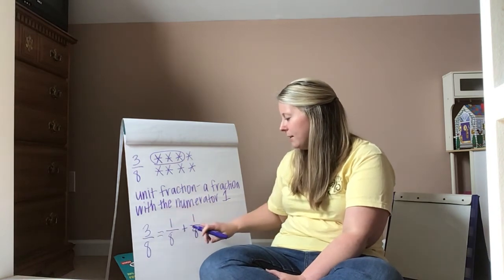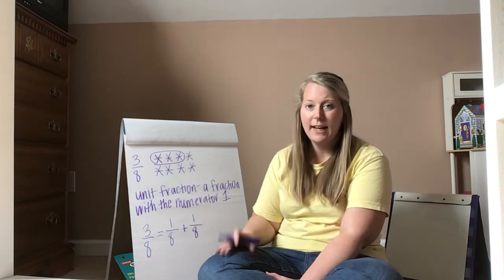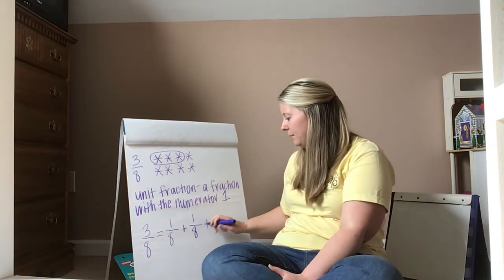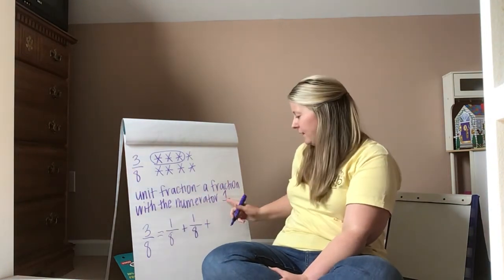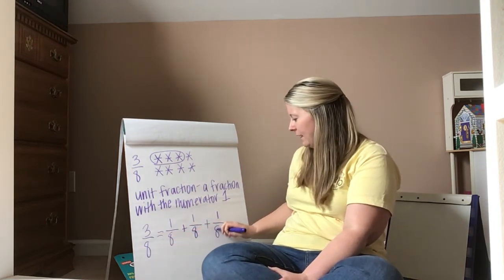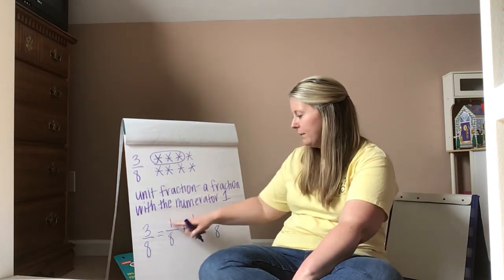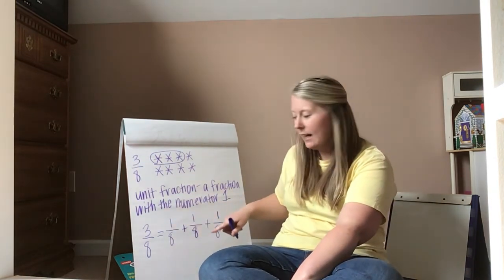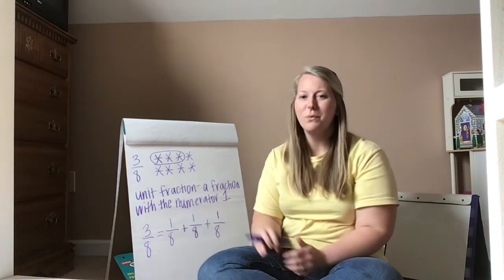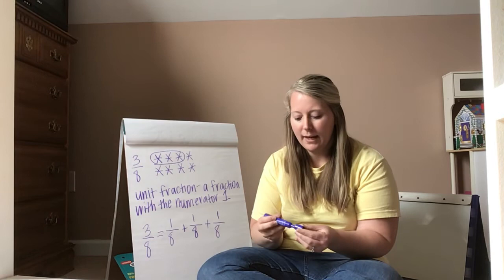Now 1/8 plus 1/8 makes 2/8. 2/8 is not equal to 3/8, so I have to keep going. That means another plus sign. And then I'm going to use my numerator of 1. My denominator is going to stay the same. And now I have 1/8 plus 1/8 plus 1/8, which means 1, 2, 3, 3/8. 3/8 is equal to 1/8 plus 1/8 plus 1/8. And now I'm done. Okay?